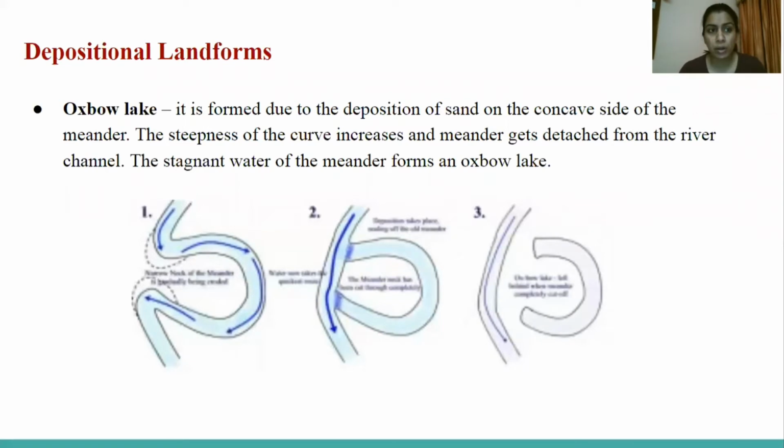So those were the erosive landforms. Now we are going to study depositional landforms. The first one is Oxbow Lake. Oxbow Lake is a very common phenomenon if you have heard about it.